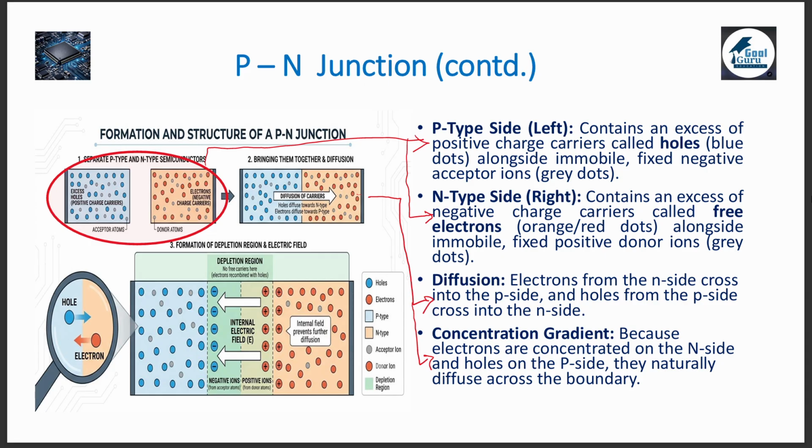Now, in the second figure, when p and n type semiconductors are joined, what will happen? The electrons which are on the n side cross into the p side, and holes from the p side cross into the n side. This is called diffusion. That means holes diffuse towards the n-type and electrons diffuse towards the p-type.